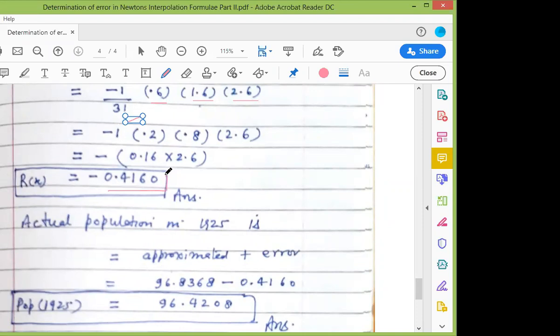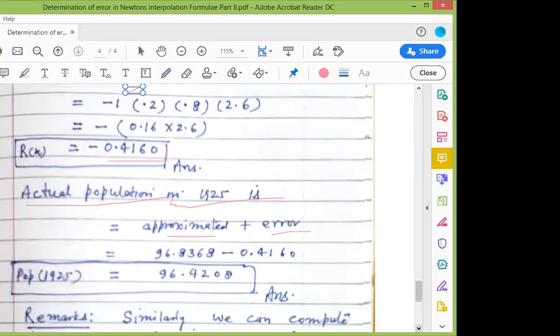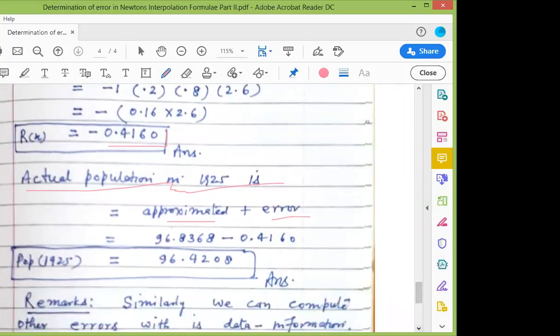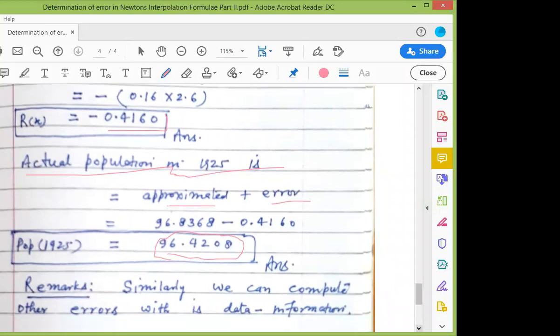This is the amount of the error which takes place, and the actual population is the approximated value plus the error. So you add the error. This is the error. So we subtracted, and 96,000 or point something is the answer we have got.